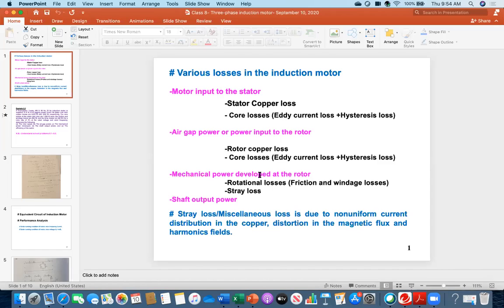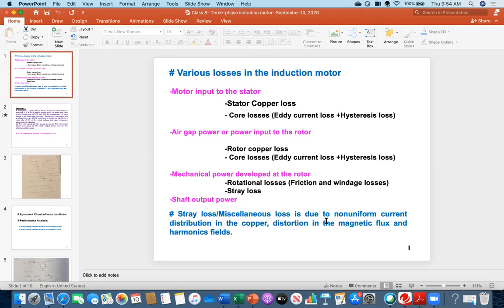Once the shaft has started rotating, there will be rotational losses like friction loss, bearing loss, windage loss, etc. And then there is another loss called stray loss. Stray loss is a kind of miscellaneous loss, sometimes called miscellaneous loss. But stray loss is very negligible, typically up to 2% or 3% of the total capacity of the motor. It's very small.